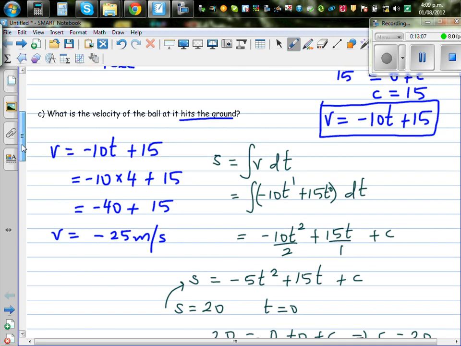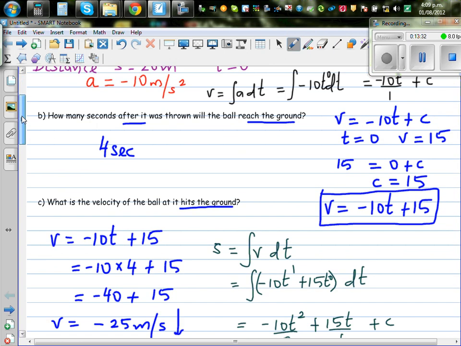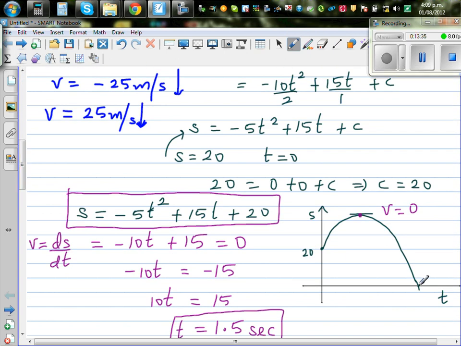The negative velocity means it is going down. Or you can also write velocity is 25 meters per second down, because velocity is a vector quantity, and this minus is only telling me that the velocity of the ball is going down, because when it hits the ground, it is going down technically. So at this point, 4 seconds, it has a velocity of 25 meters per second, and the direction is down, and that is why you got a negative velocity.